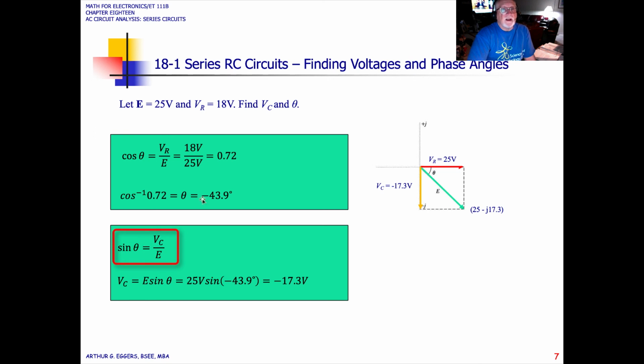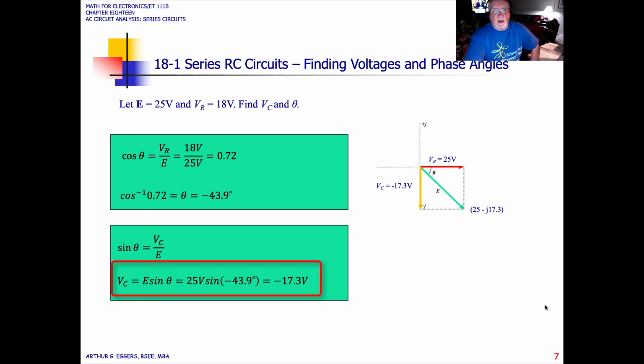So now we switch to the sine of theta so that we can set up an equation for finding the unknown V sub C, the drop across the capacitor. Again, having those, we can rearrange our terms to solve for V sub C, and what we're going to say now is E times the sine of theta is equal to 25 volts times the sine of minus 43.9, which gives us a minus 17.3. Again, indicative of a capacitive circuit. It's laying right on the negative j axis.